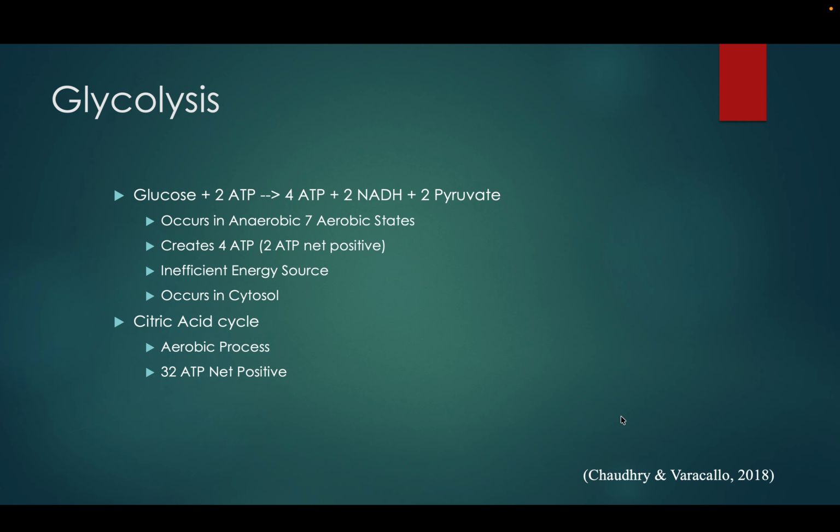The majority of energy that is produced during cellular respiration is produced during the following phase, which is the citric acid cycle. During glycolysis, a total of 4 ATP are produced. However, it takes 2 ATP to convert glucose into pyruvate, so there's only a net positive of 2 ATP. In contrast, during the citric acid cycle, there is a net positive of 30 to 32 ATP. However, this is an aerobic process that requires the use of oxygen, where glycolysis can occur with or without the presence of oxygen. The glycolysis process generally occurs in the cytosol of the cell.